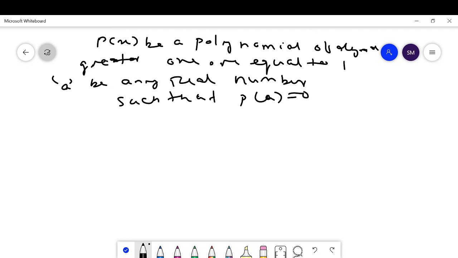What do we mean by P(a) equal to 0? This means the polynomial at a is equal to 0. When we put the value a in place of x, we get P(a) equal to 0, which implies x minus a is a factor of P(x).